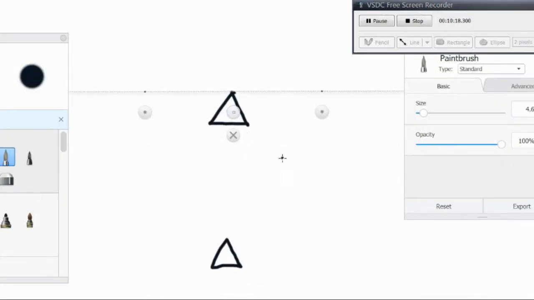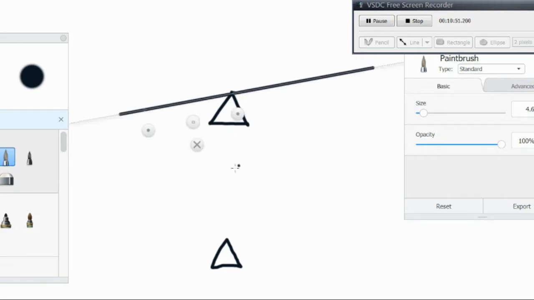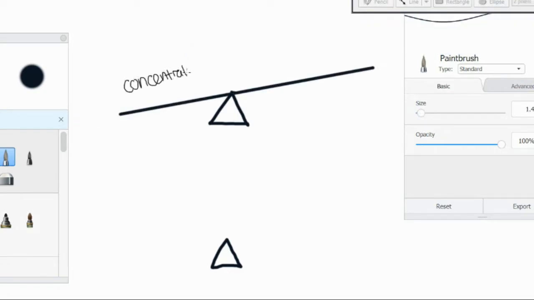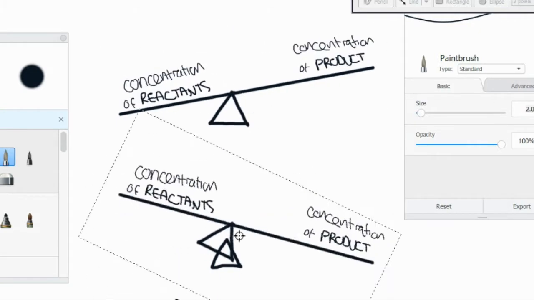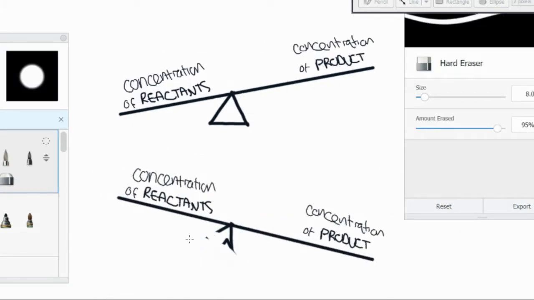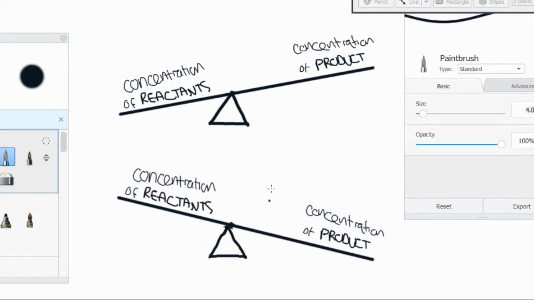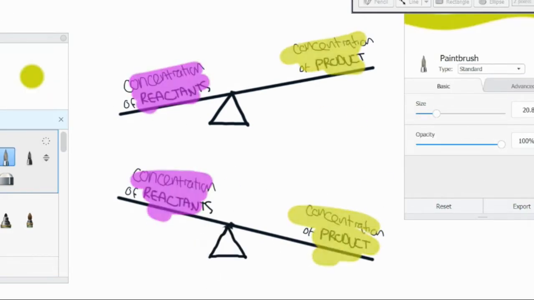Equilibrium does not mean that the amount of reactants and product are equal. When the equilibrium lies to the left, the concentration of products is less than the concentration of reactants. And when it lies to the right, the concentration of products is more than the concentration of reactants.